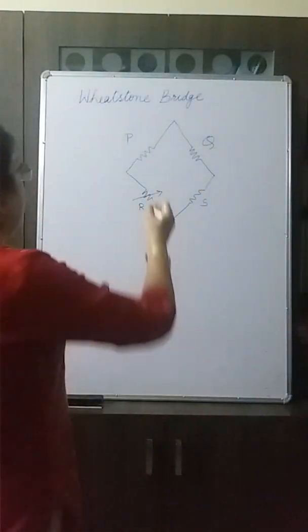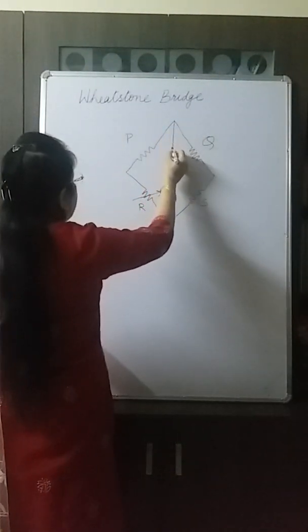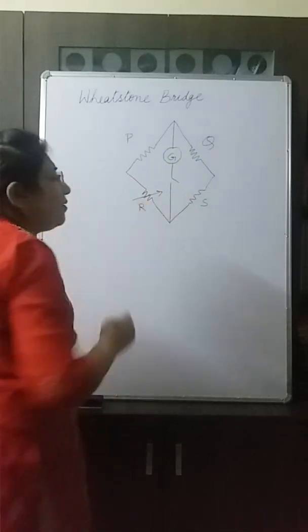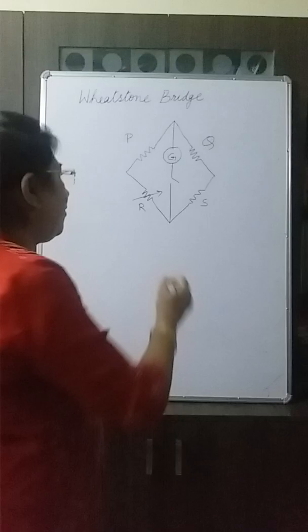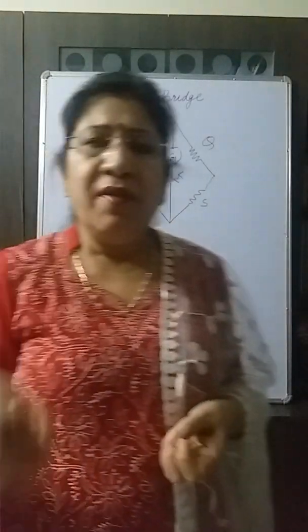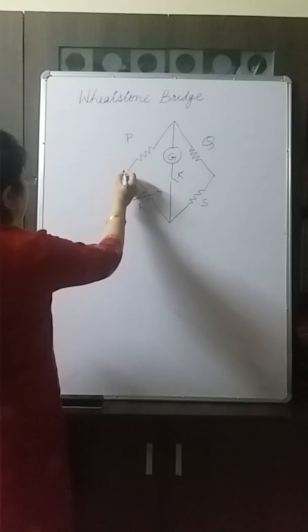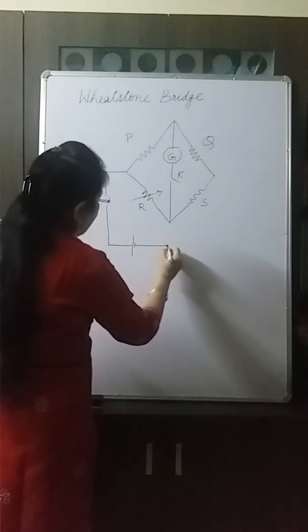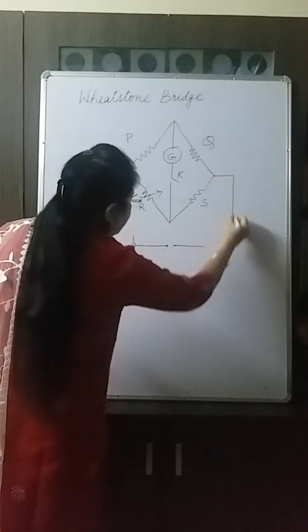Besides these, between these 2 points, a galvanometer is connected along with a tapping key. When you tap the knob on the top, the circuit becomes complete, the circuit is closed, and the current starts flowing in the circuit. The source of EMF is a battery along with a key we can use here.